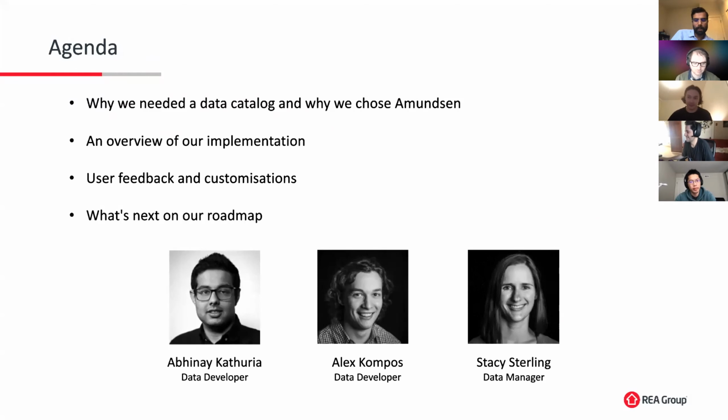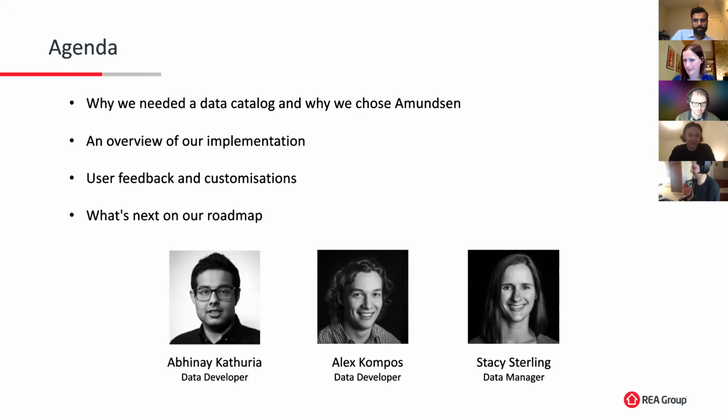Yeah, cool. So what we'll walk through is actually really similar to Brex's walkthrough. We'll talk about why we needed a data catalog and then why we ended up choosing Amundsen. We'll do an overview of what our implementation looks like. And then we got a lot of user feedback in our alpha testing, so we'll talk about that and the customizations we made on the back of it and what we're thinking about for next in our roadmap.